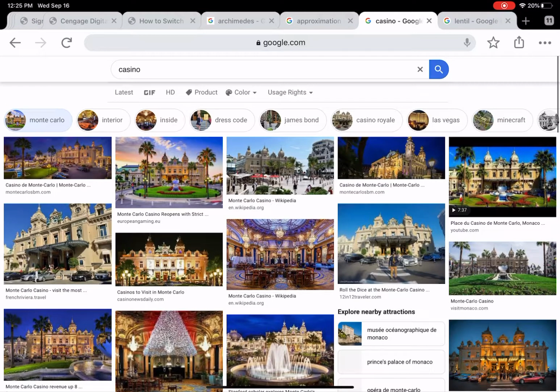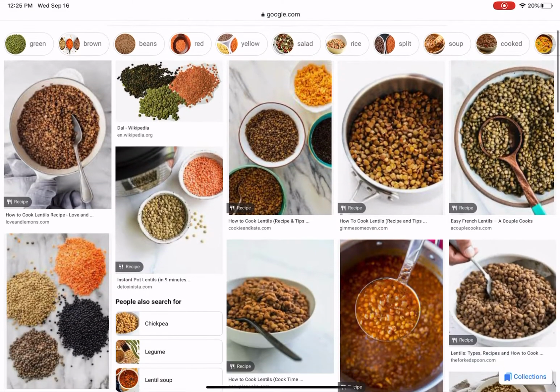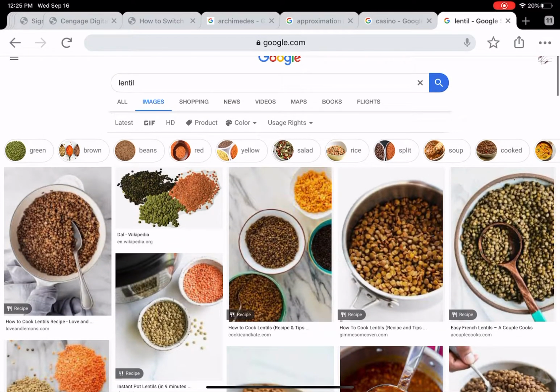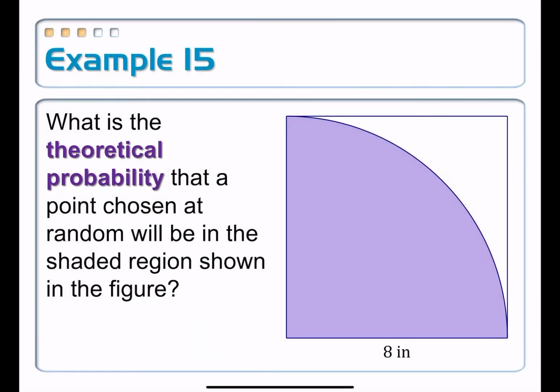Instead, we will use beans, and I highly recommend using some lentils for a couple of reasons. They're small, they bounce nicely, and they're also delicious. So when you're all done, you can make yourself a lentil soup. It's very hearty. Okay, anyway, all of this activity is going to be based around this particular example.